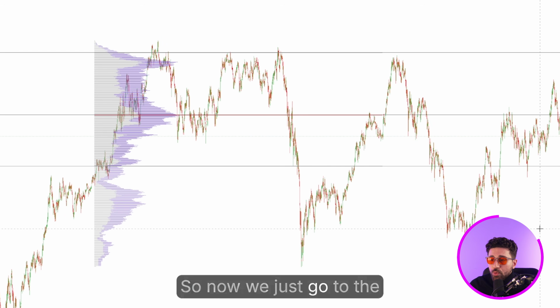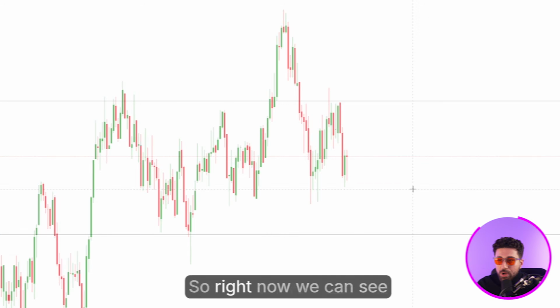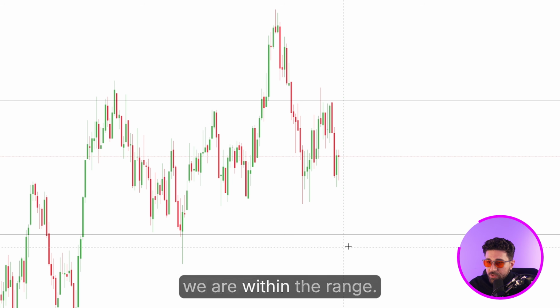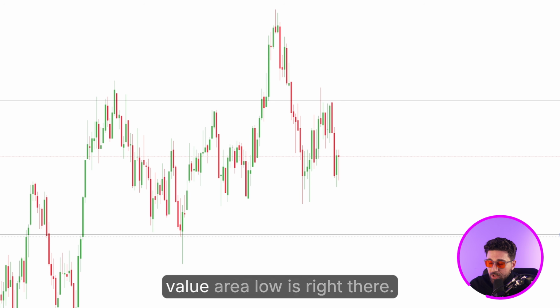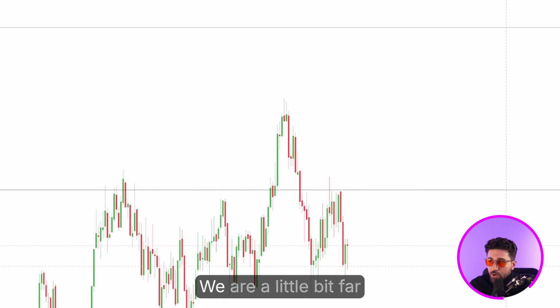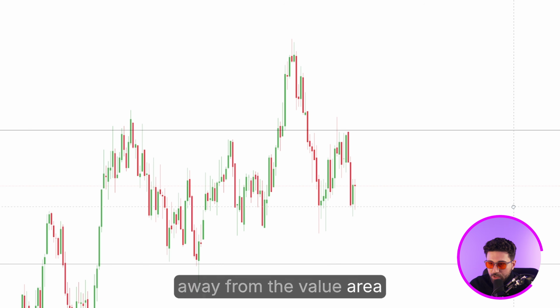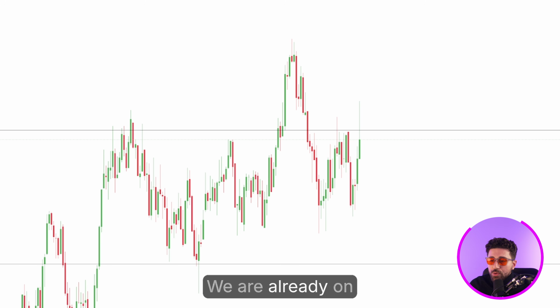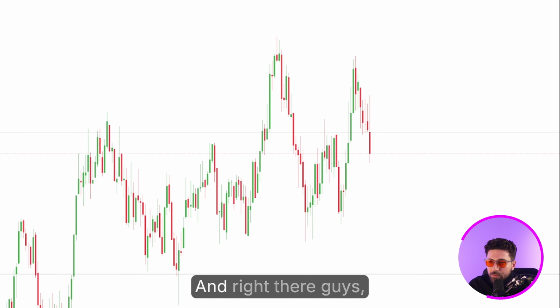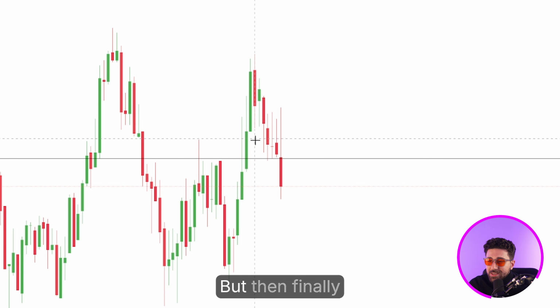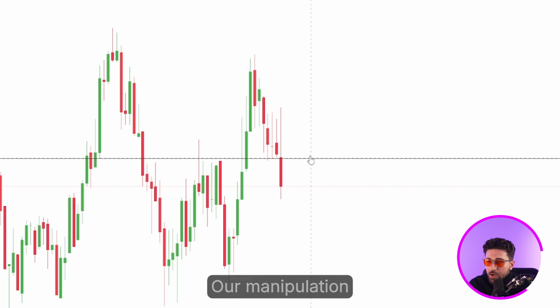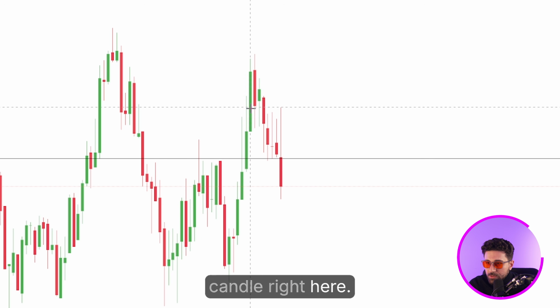So now we just go to the current day's price action. So right now we can see we are within the range and we're seeing the previous day's point of control right here. The value area low is right there. We are a little bit far away from the value area high. So now we're just gonna play price and see what's gonna happen. We are already on the charts and we're just waiting for our model to appear. And right there, guys, as you guys can see, we have ranged a lot, but then finally we are getting our manipulation candle right here. Let me show you that.